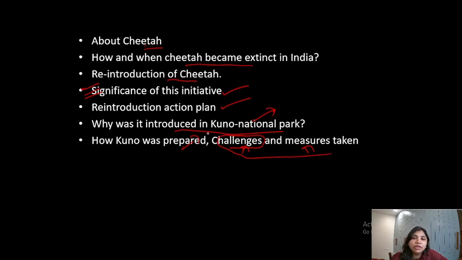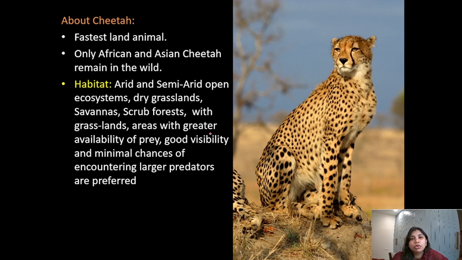Okay. So it's the fastest land animal. It's the fastest land animal. There are Africa and Asia cheetahs. We had American pumas also, but because that was long ago, they became extinct. These are the two types of cheetahs that remain. So remember this from the exam point of view.